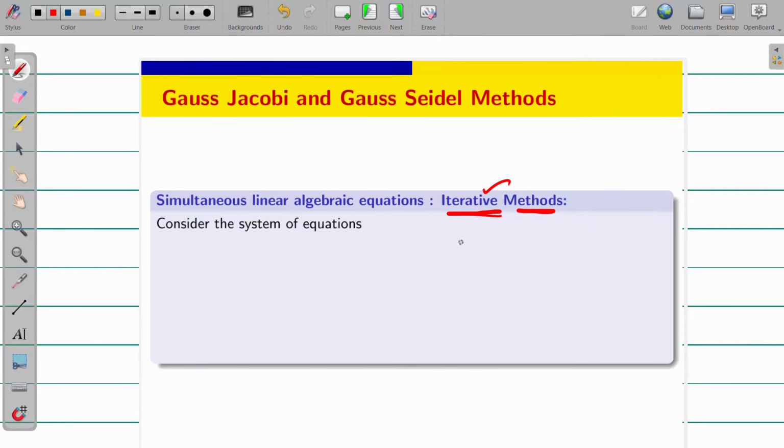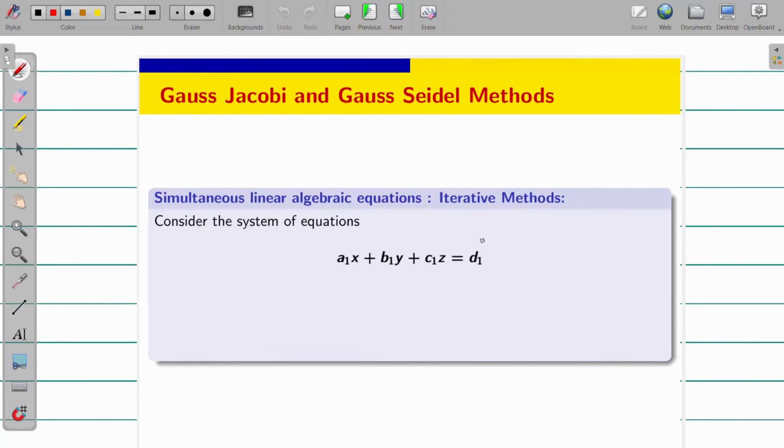Iterative methods, I already explained in the previous video lecture itself. In iterative methods, we have two methods: Gauss Jacobi and Gauss Seidel. These are the two methods we have in iterative. Now, come to the problem.